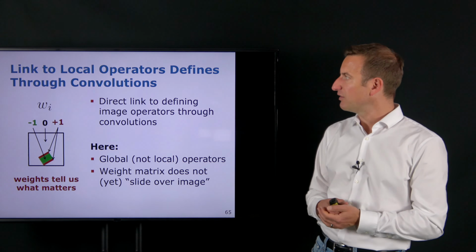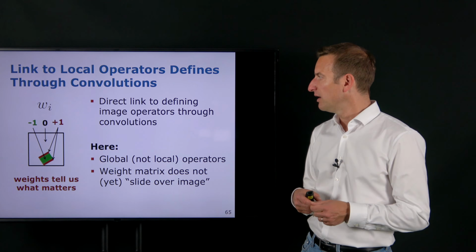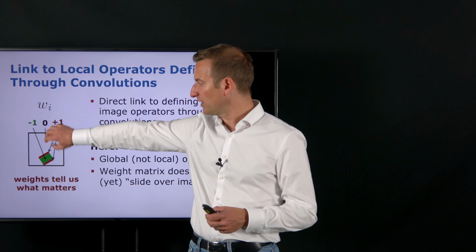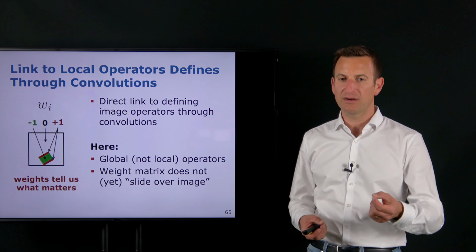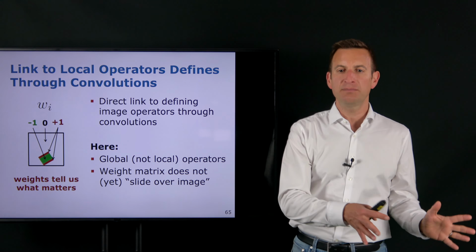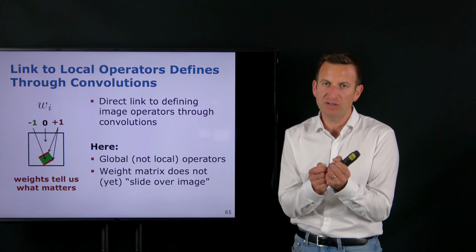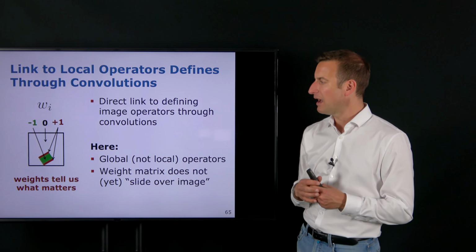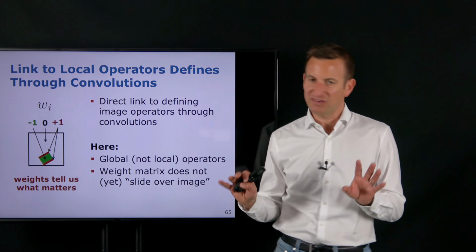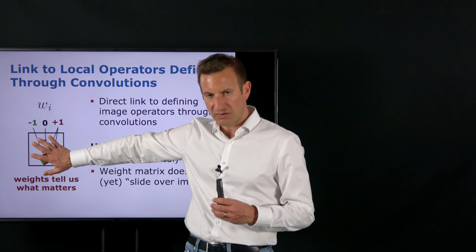And again, there is a direct link to the convolutions that we used when we defined image operators. So we can see this weight matrix and the input image as a global operator, which generates an output just for a single pixel, taking the whole input image into account. And the weight matrix tells you in which way you want to combine the input intensity values to define the output value over here. So this weight matrix does not yet slide over the image to say, I just want to find this pattern, I don't care where the pattern appears. This is not the case here.